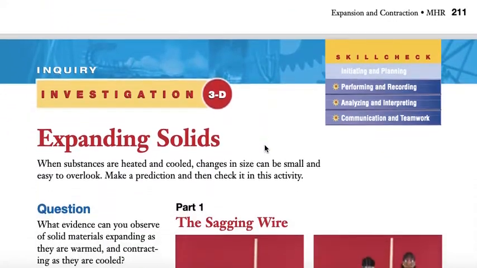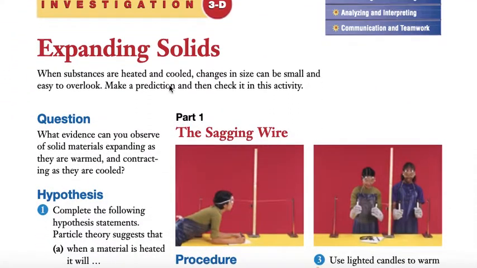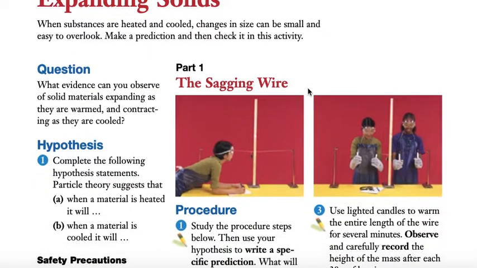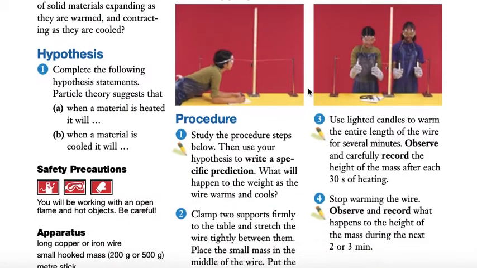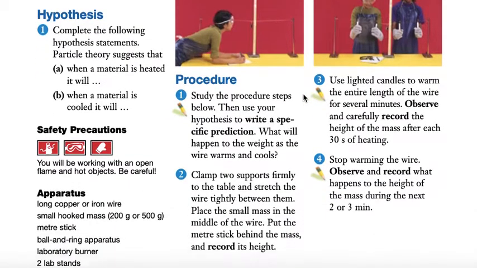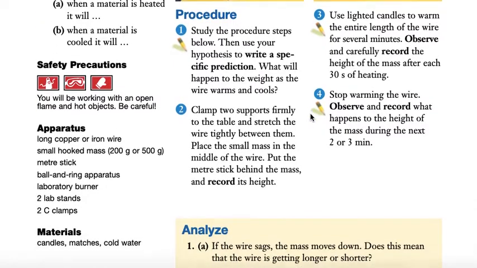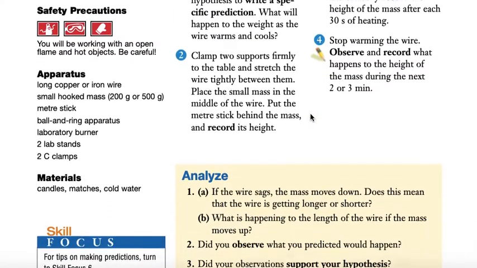All right. When substances are heated and cooled, changes in size can be small and easy to overlook. And then it gives you an activity to do about making a prediction and then checking it in an activity. And what you do is you basically put a wire between 2 posts and you heat it and cool it to see what happens to the copper wire that is stretched between the two posts.